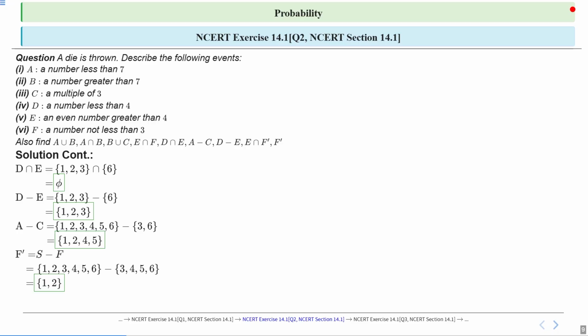Clear? So now you can easily find E intersection F complement. So E intersection F complement is equal to the singleton set {6} intersection the set {1, 2}. And you can see here there is no common element in E and F complement. So E intersection F complement is the empty set. Clear? I hope it is clear to all of you. So now let us move on to the next question.